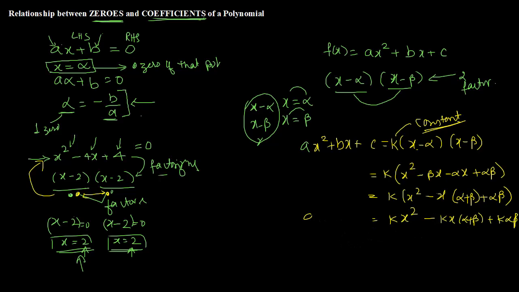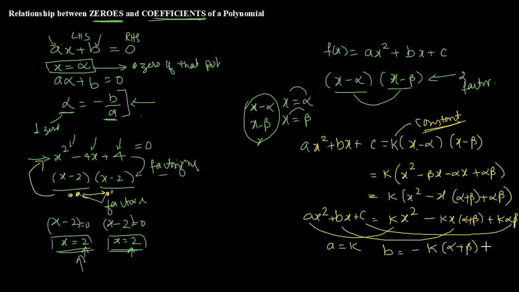Now if I compare that with what I have, what do I get? a equals k, b equals minus k alpha plus beta, c equals k alpha beta. So now a equals k, straight away it's just a constant. We are concerned with alpha plus beta because we have taken those two as zeros.